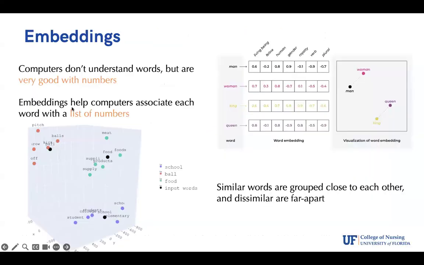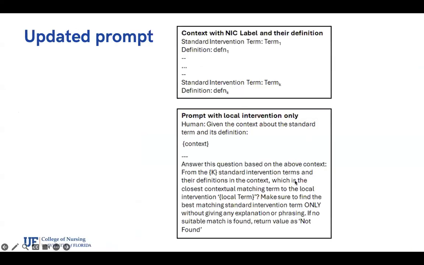So embeddings help computers associate each word with a list of numbers. All of the words are transformed into numbers, and those that are closer are gathered together here. For example, the word food is very close to the words foods, meat, supply, products, or supply. And then you group the words that are somewhat similar to each other, and that's what the embedding does. So similar words are grouped close to each other, and dissimilar ones are far apart, and you can see that by their distance as well. So here is the query or the prompt we were using as part of this pipeline.